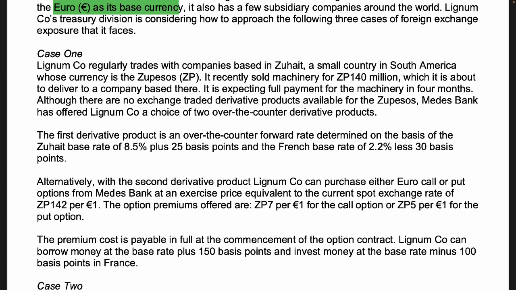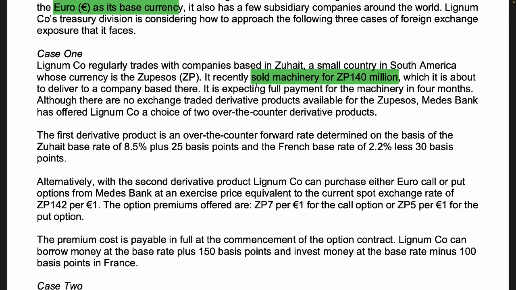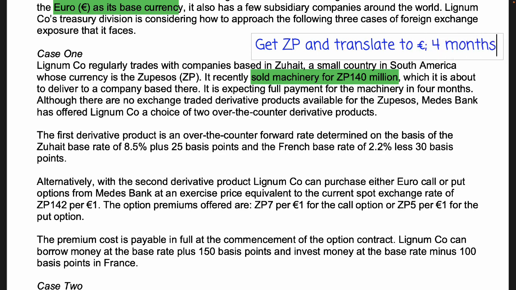Case 1, Lignum regularly trades with a company in Zuhid, a small country in South America, whose currency is the Zu Peso. It recently sold a machinery for ZP 1.4 million. Sold means you are supposed to get the money. Get ZP and translate to euro. So you do have to understand that first. The machinery is about to be delivered to a company based there. It's expecting full payment in 4 months. Those are the things you need to know.